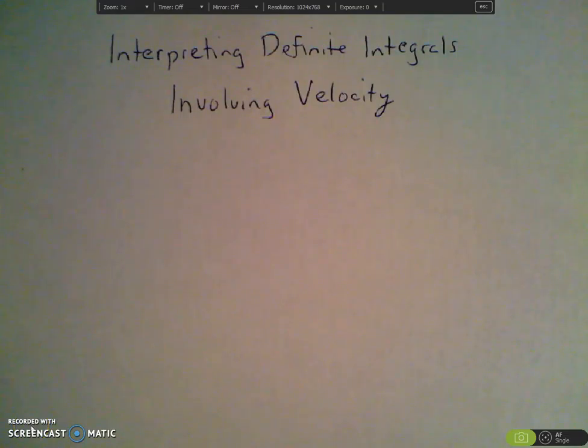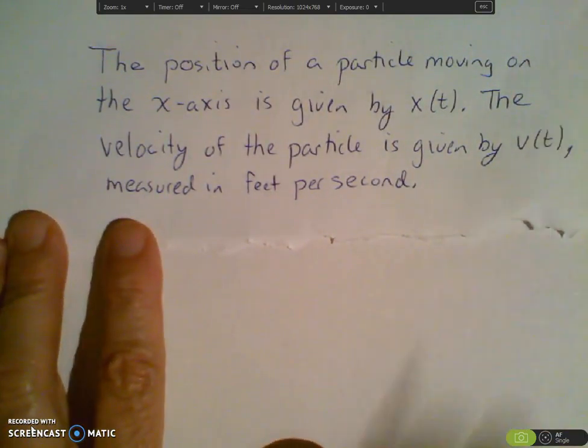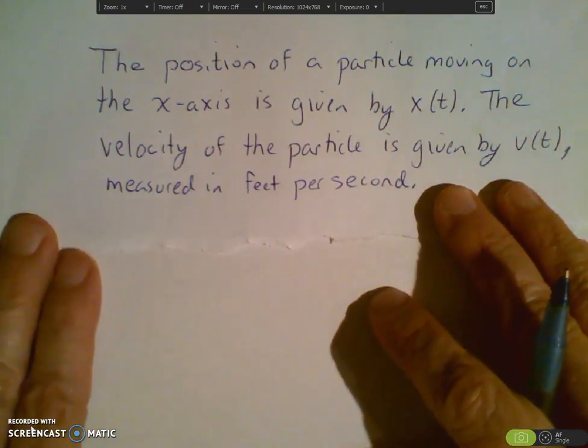Hello and welcome back. In this video, we're going to talk about interpreting definite integrals involving velocity. Let's say the position of a particle moving on the x-axis is given by x of t. The velocity of the particle is given by v of t measured in feet per second.